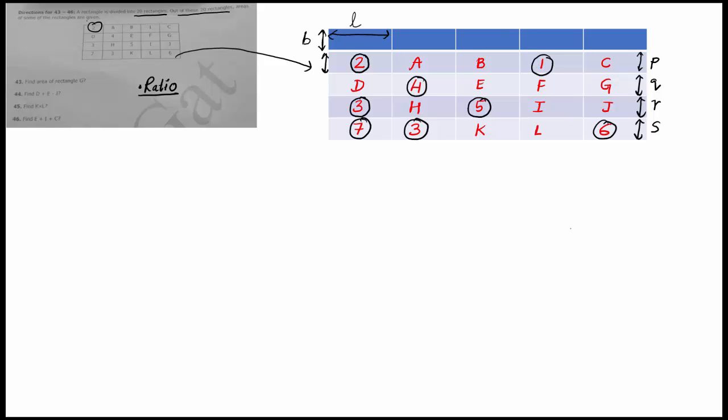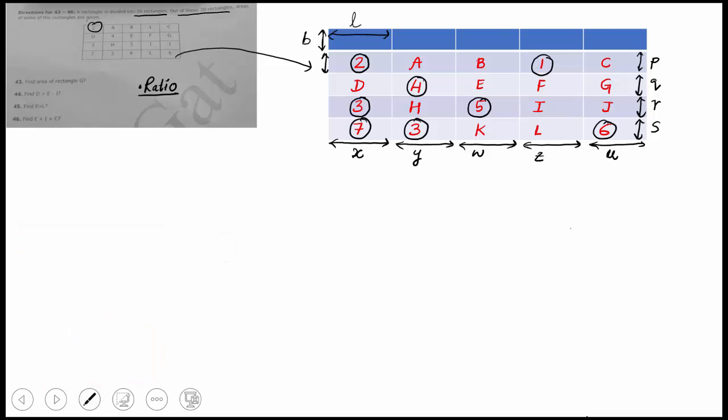Similarly, let's try to name the length structures as X, Y, W, Z, and U. This is how we can start our solving. And then let me change my color.